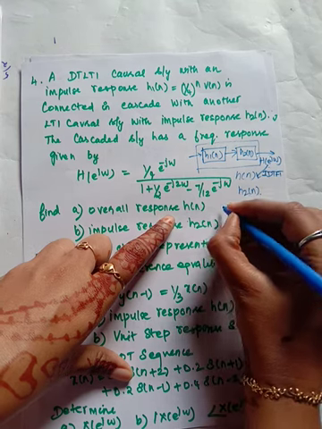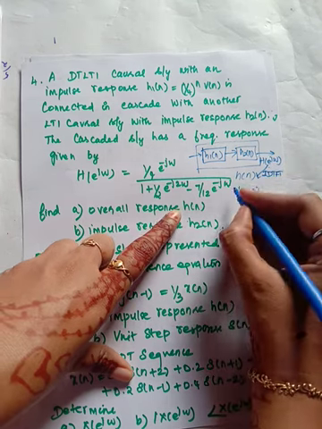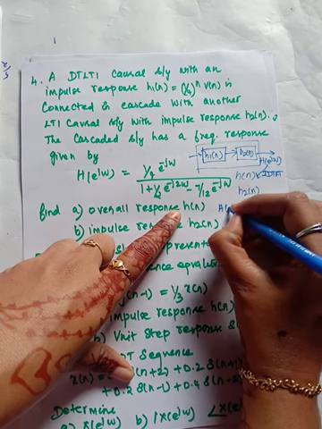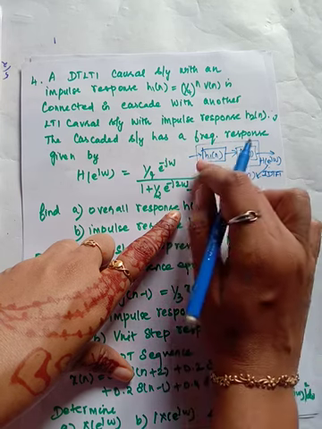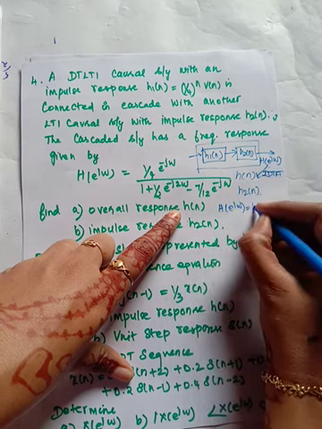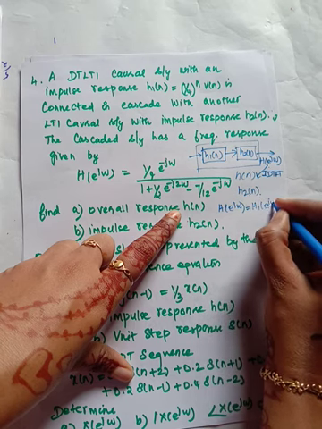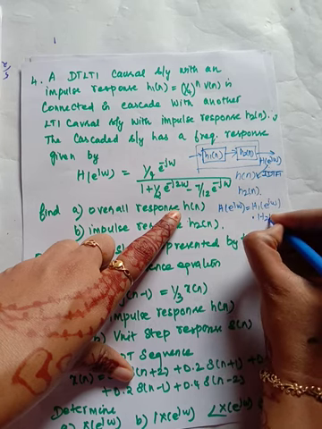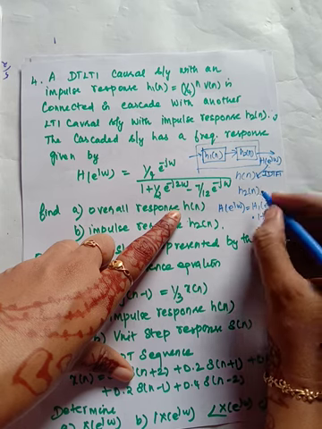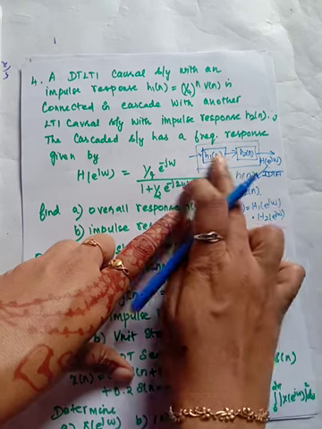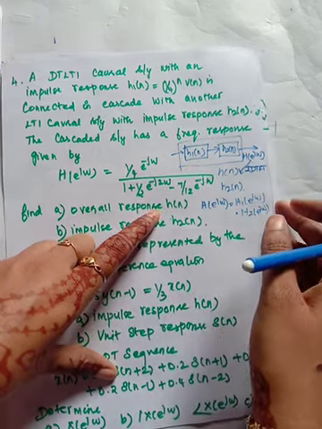You know that this H of e^(j omega) is nothing but the cascade of h1 and h2 of n. So it is nothing but H1 of e^(j omega) into H2 of e^(j omega). That is cascade. Cascade means you need to multiply the two frequency responses of the systems.